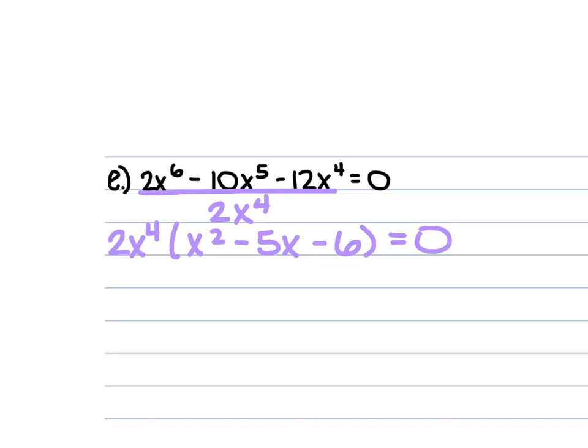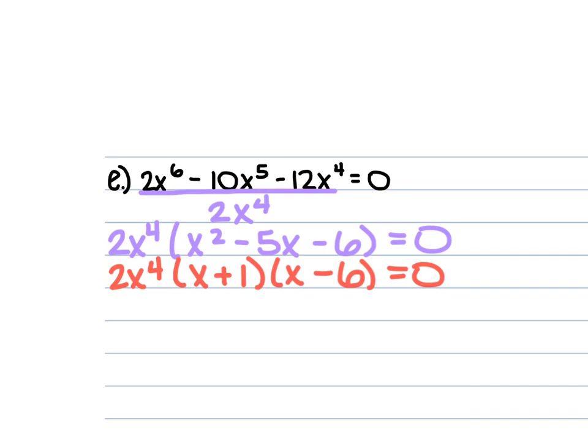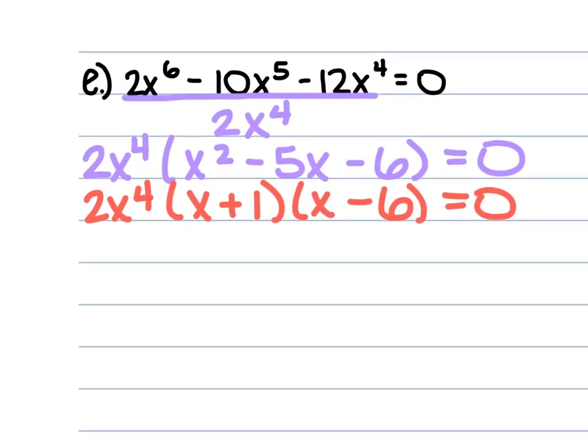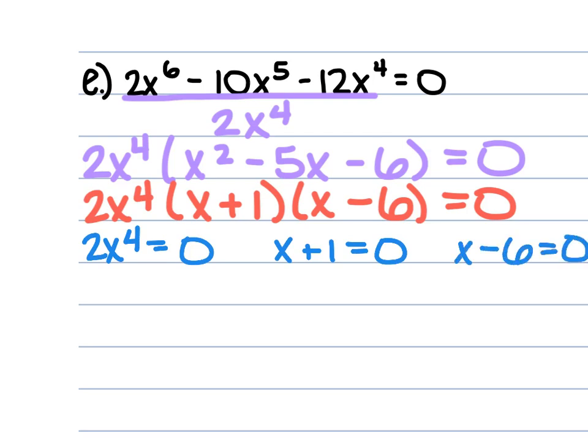From here, factor the x squared minus 5x minus 6. Your factors of negative 6 that add up to be a negative 5 are a positive 1 and a negative 6. So this is going to become 2x to the 4th power times x plus 1 times x minus 6 is equal to 0. So again, set each part equal to 0. We're going to have 2x to the 4th is equal to 0, x plus 1 is equal to 0, and x minus 6 is equal to 0.